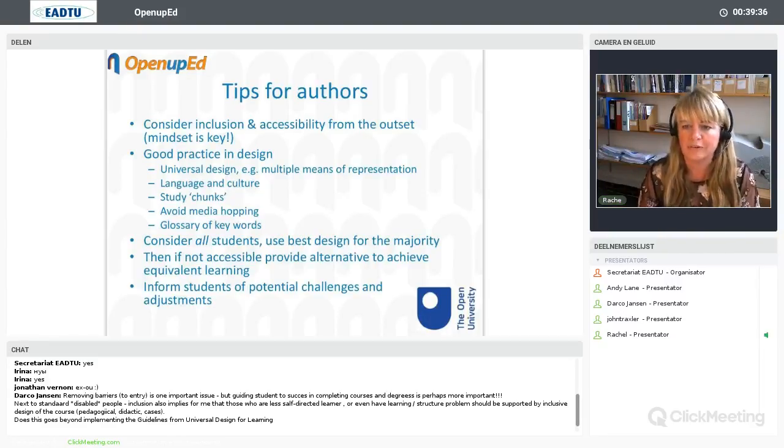So this isn't about trying to stifle different approaches or stifling innovation. It's about thinking about what the best design is for the majority, and if that's not accessible, then how are you going to provide an alternative to achieve the same learning? And again, another obvious point, but inform students of that. So let students know in advance what the potential challenges would be and what you've done about it.